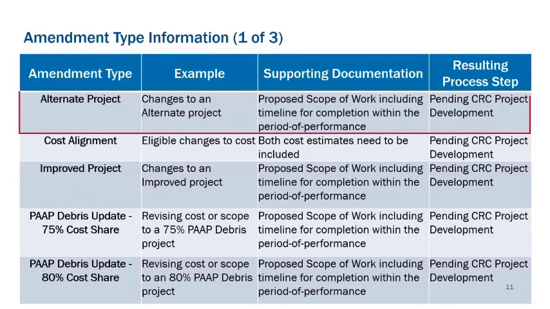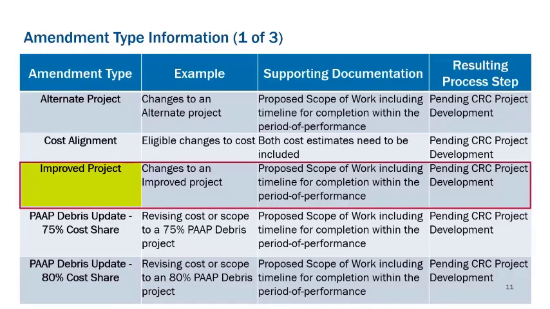If you're needing changes to an alternate project, the amendment type that you would select is alternate project. The supporting documentation that would need to be uploaded is a proposed scope of work, including a timeline for completion within the period of performance. And the resulting process step that the project would be taken back to is pending CRC project development. If you will look at changes to an improved project, the amendment type would be improved project, and the supporting documentation that would need to be uploaded is a proposed scope of work, including timeline for completion within the period of performance. And the resulting process step is pending CRC project development.